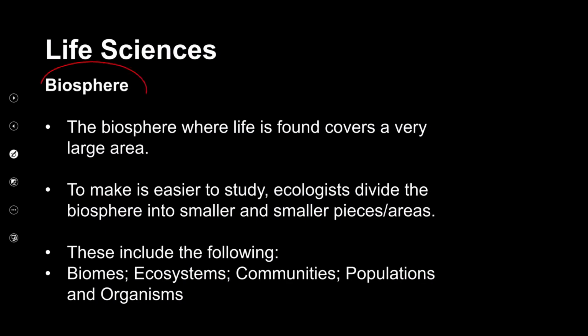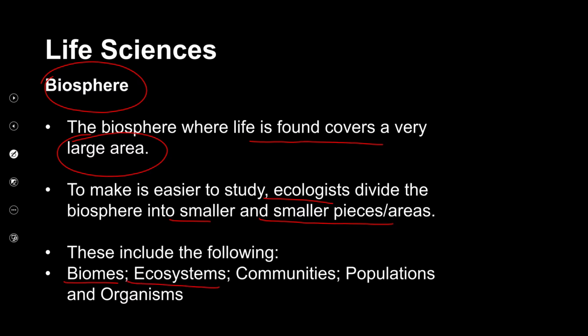So again, the biosphere is where life forms are covered, and it's in a larger area. To make it easier to study, ecologists have divided the biosphere into smaller and smaller pieces, and these are called biomes, and then further biomes are broken up into ecosystems. Ecosystems are broken up into communities, communities into populations, and then individual organisms.